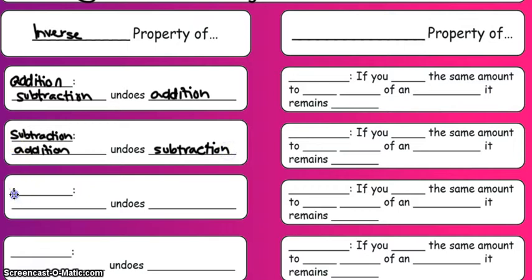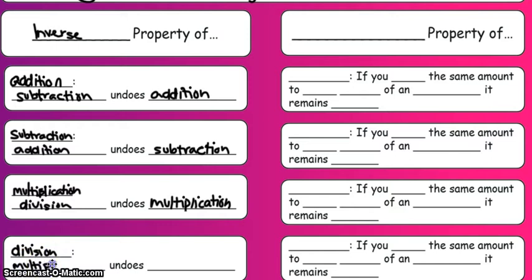Then we have the inverse property of multiplication, and we know that division undoes multiplication. We have the inverse property of division, and we know multiplication undoes division. We're going to be using these on the back side. If you're a little confused about when we would use those, we will talk about it.